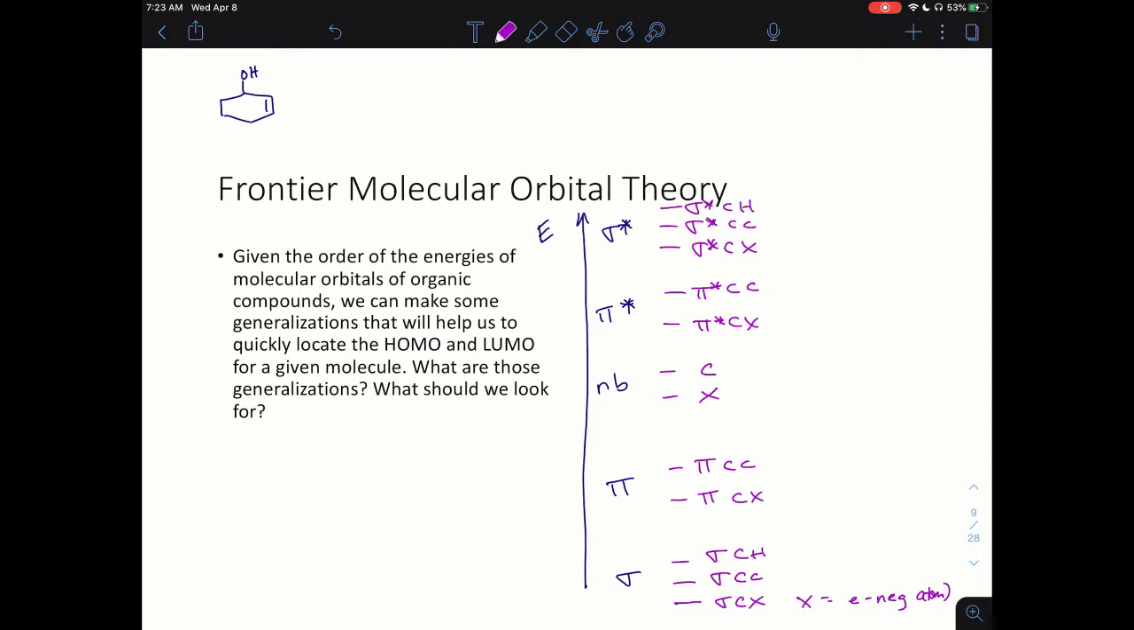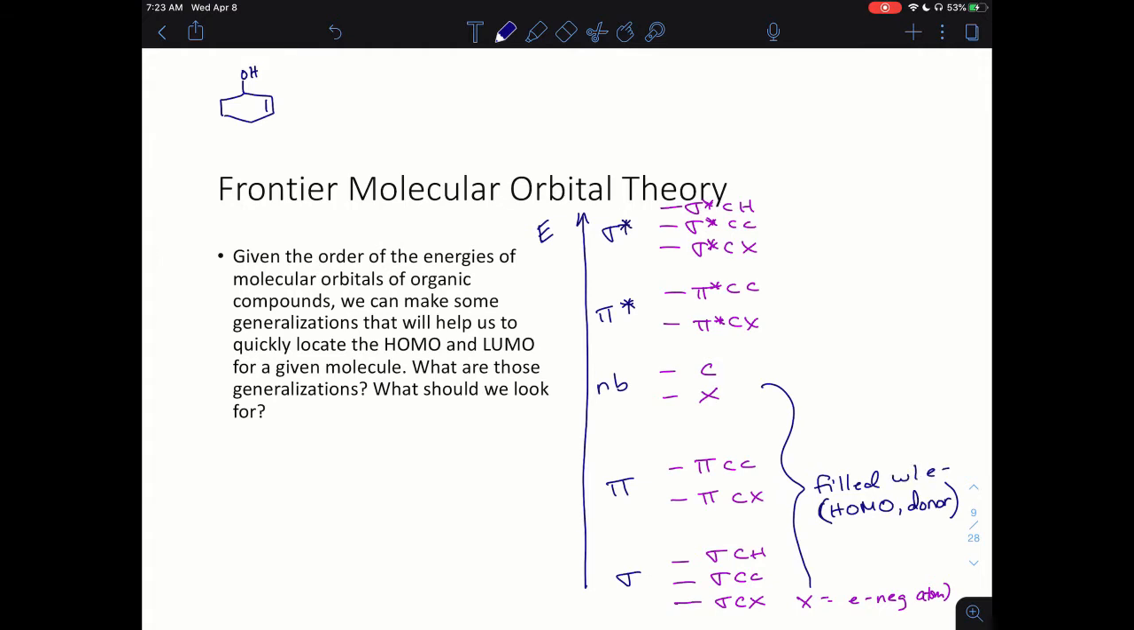Okay, so now if we want to think about which of these orbitals can be typical HOMOs and LUMOs, we have to think about which ones are filled and empty. Typically, all of these are going to be filled: sigma orbitals, pi orbitals, those bonding orbitals. So the filled orbitals might be able to serve as the HOMO. We're going to refer to these as donor orbitals because they'll be donating the electrons that are in them.